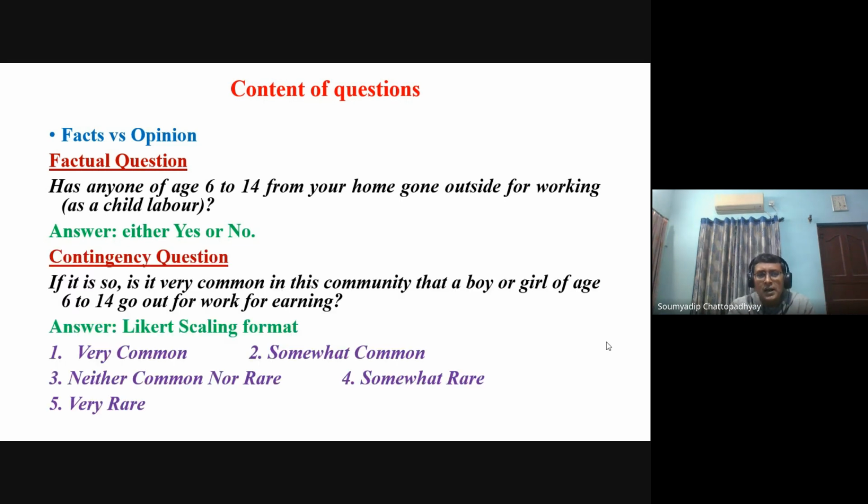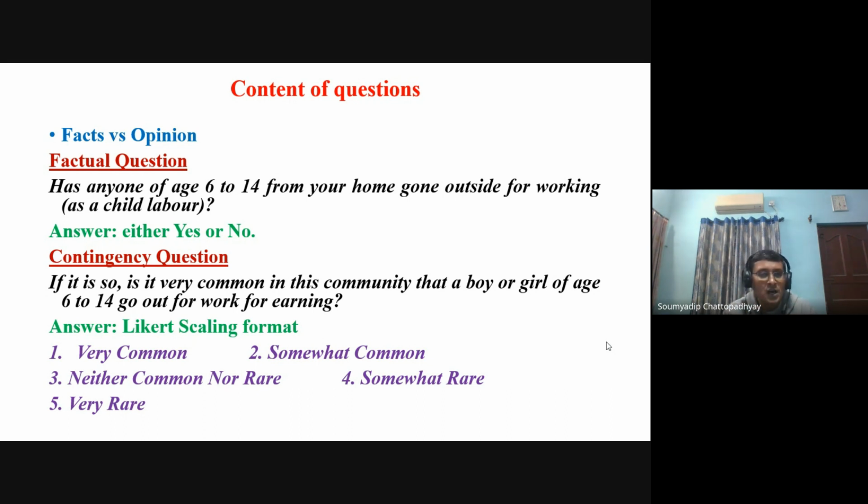However, if you consider a contingency question, that means a question which is related to the previous question, that means if the children between 6 and 14 have gone outside for working, then is it very common in this community that a boy or girl of age 6 to 14 goes out for work for earning? Now, to answer this particular question, definitely it is a kind of opinion question. So if it is an opinion question, then you have to think of a Likert scaling format and you have to use this kind of coding.